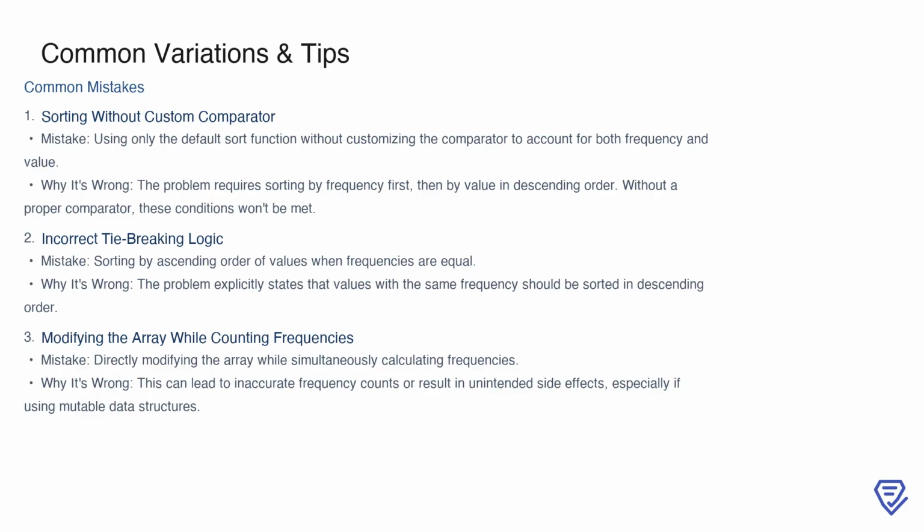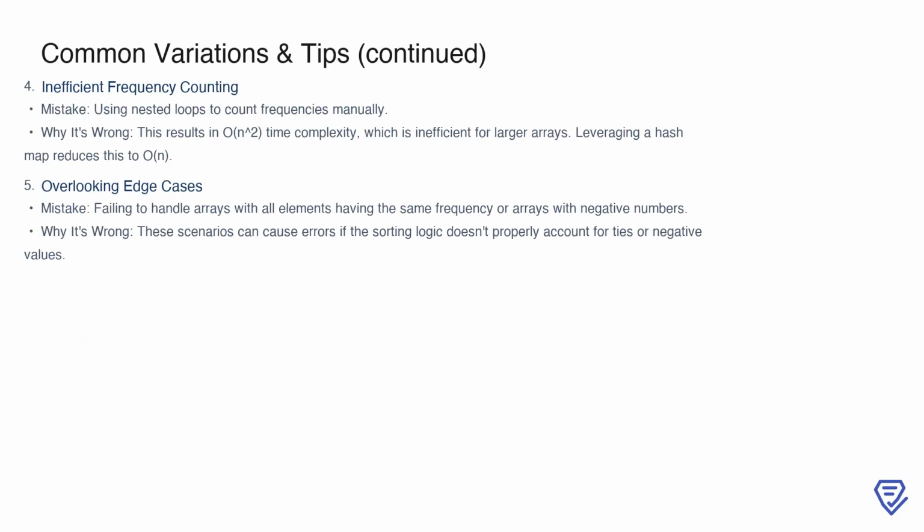Additionally, modifying the array while calculating frequencies is a mistake to avoid. This can lead to inaccurate frequency counts or unexpected side effects, especially when using mutable data structures. Always separate these steps to ensure your solution is robust. Another mistake to avoid is inefficient frequency counting. For example, using nested loops to manually count frequencies can lead to an O(n²) time complexity, which is impractical for larger arrays. Instead, leveraging a hash map allows you to achieve this in O(n) time.